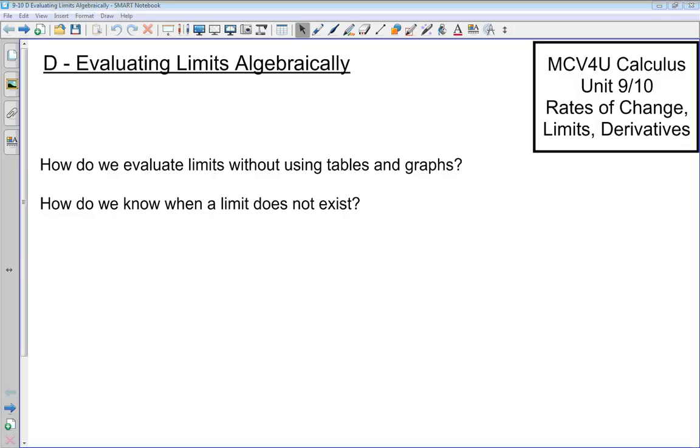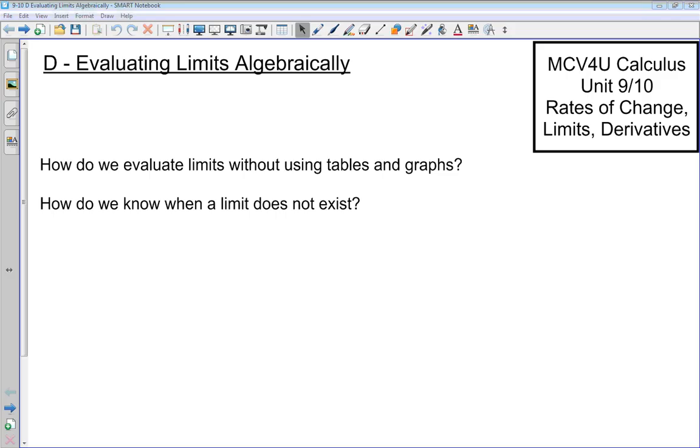Okay, lesson D here in our unit on rates of change, limits, and derivatives. We're finally going to look at how you evaluate limits algebraically. So up until now, we have been evaluating limits using tables and using graphs. Let's try evaluating them without tables and graphs.